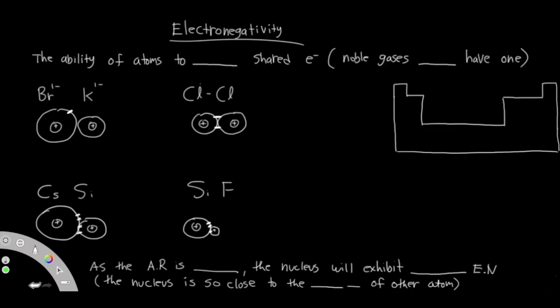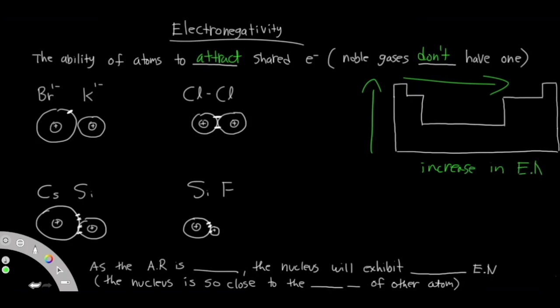Electronegativity. It's the ability of atoms to attract shared electrons. Noble gases do not have one. The general trend for electronegativity increases up the group and to the right of the periodic table. So this would be the increase in electronegativity. Same thing with the ionization energy and the electron affinity, top to the right.